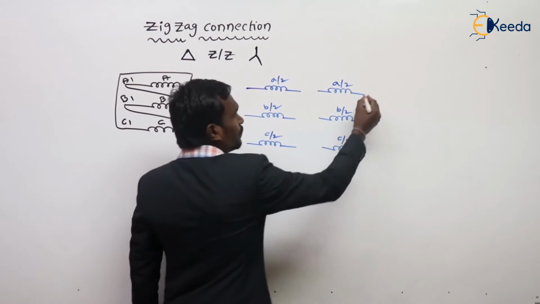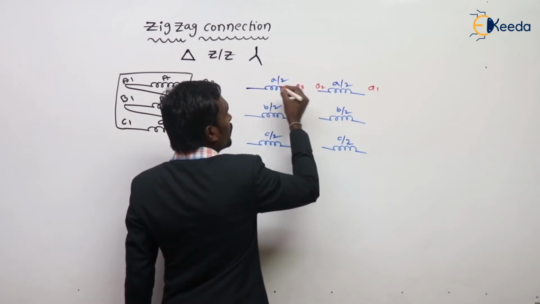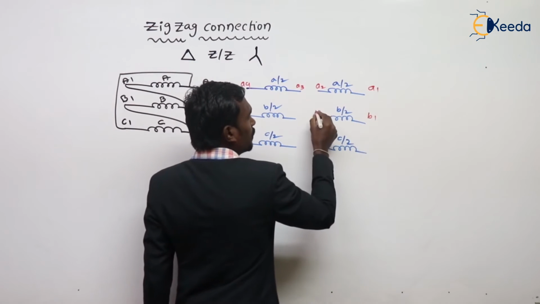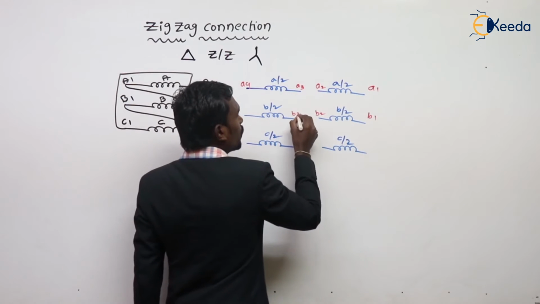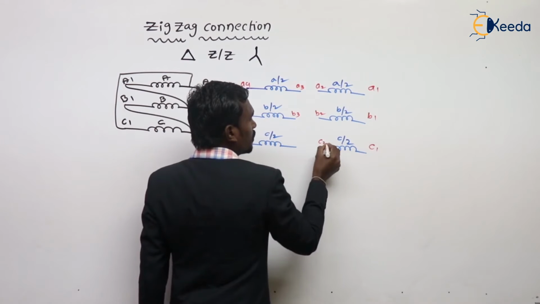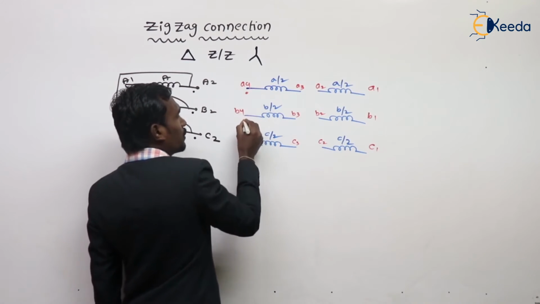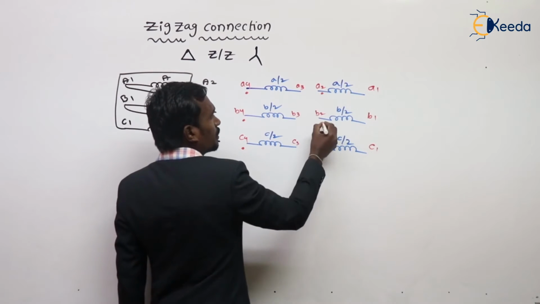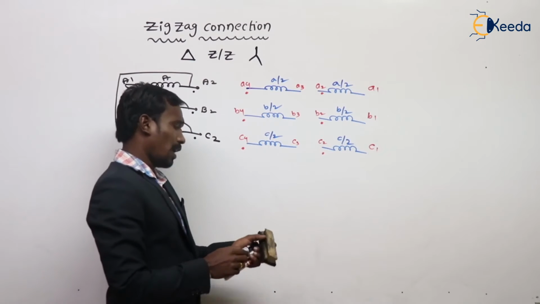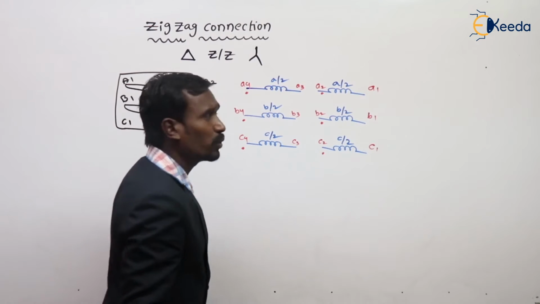And here A1, A2, A3, A4, B1, B2, B3, B4, C1, C2, C3, C4. Always the dot notations are at these terminals only. This is the secondary winding. Now we have to make it a zigzag connection.